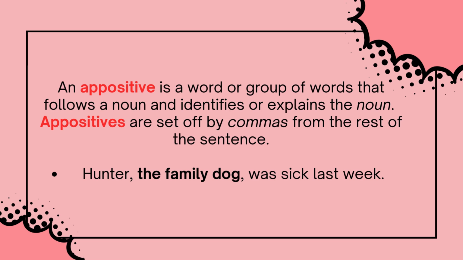Here we have an example of an appositive. Hunter, the family dog, was sick last week. The family dog is an appositive. It's a group of words that follows the noun Hunter and it explains it. So without this appositive, we would not know that Hunter is the family dog.